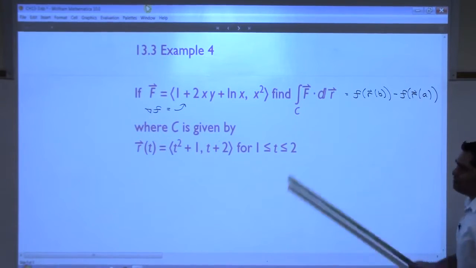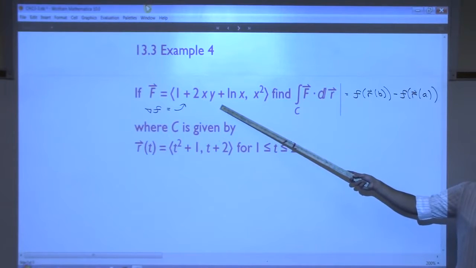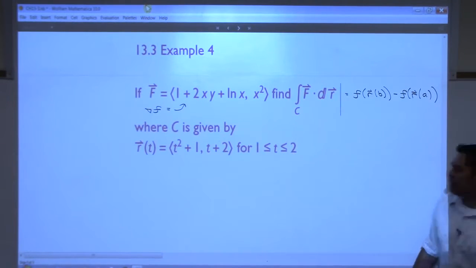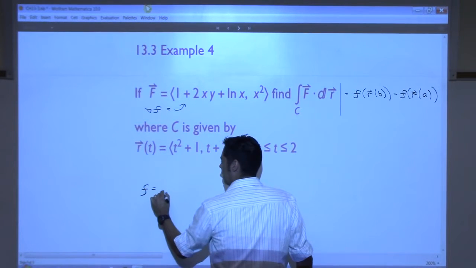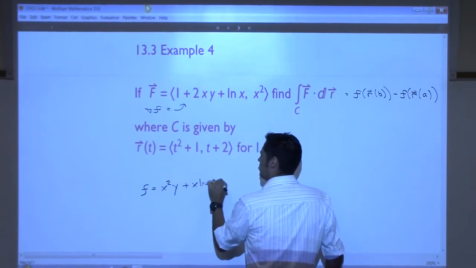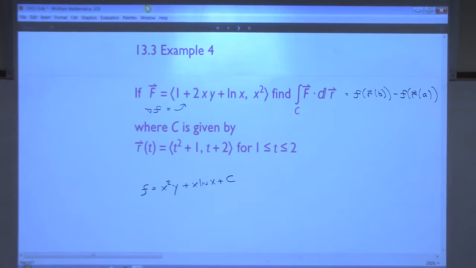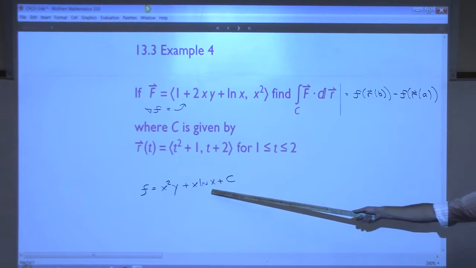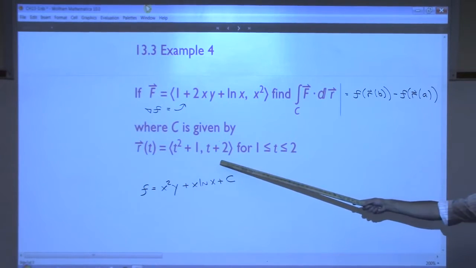In the previous example, we showed that this was conservative, right? And we found little f. And it turned out to be x squared y plus x ln x plus c, right? That's what it was. So that's from the previous example. So all I need to do is take that function and evaluate it at the two endpoints of this curve.